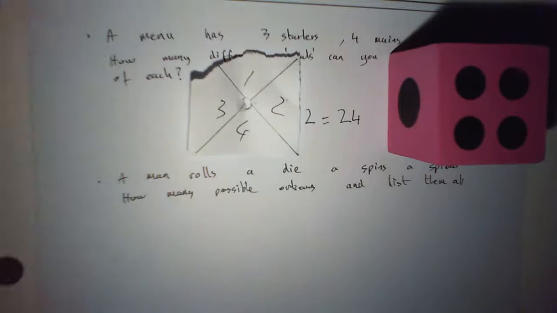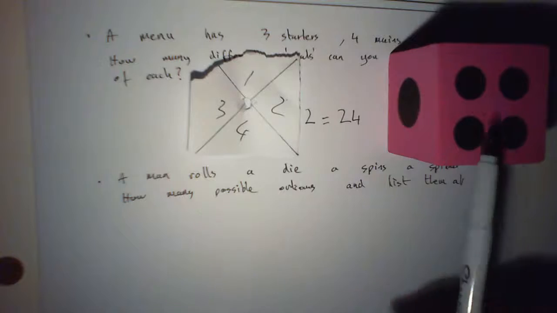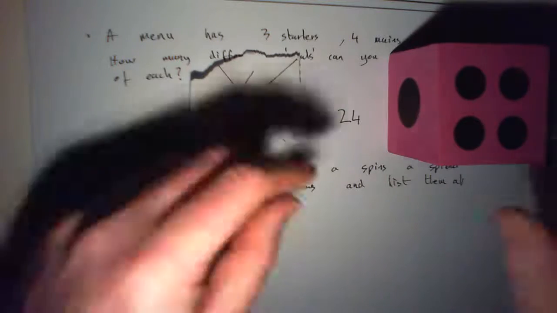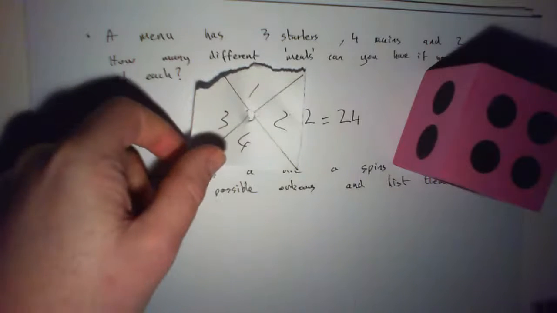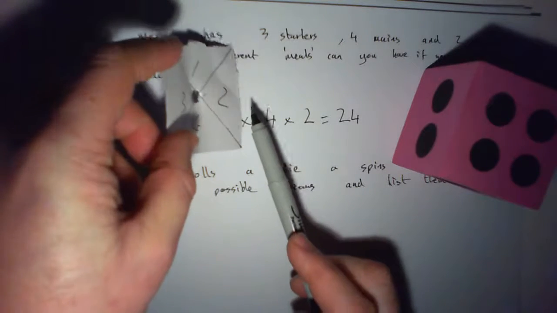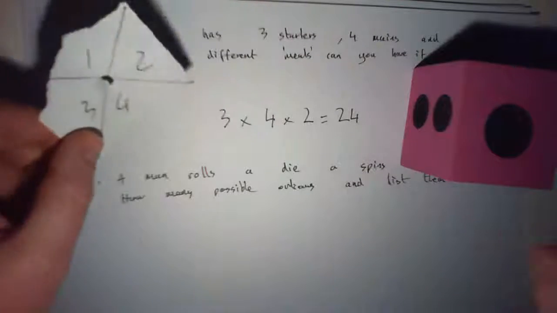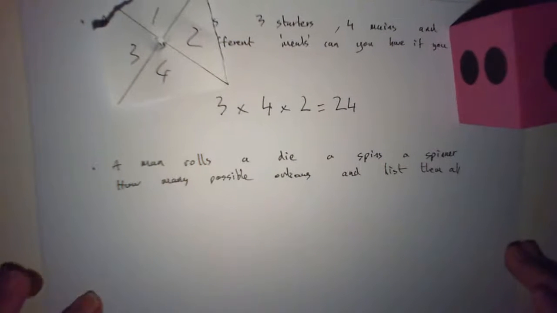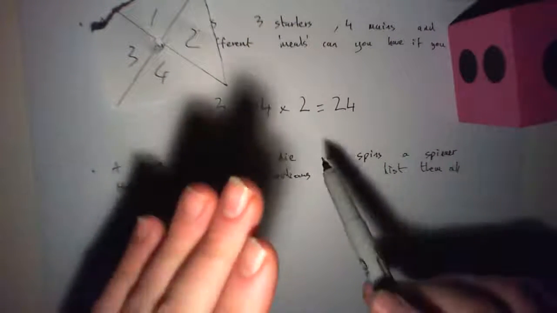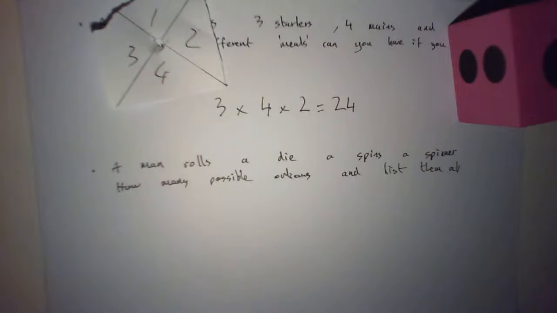So my question to you is, can you work out how many possible outcomes there are doing these 2 things at once? For example, one possible outcome could be a 4 on the die and a 2 on the spinner. Another could be a 1 with a 4 on the spinner. But how many possible outcomes could there be? And then can you list all those possible outcomes? That's a tougher one. Probably do it in a table, it'll make more sense.